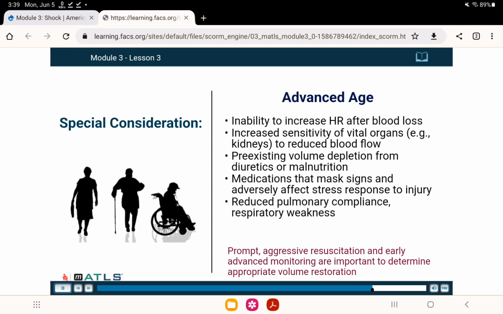Because the therapeutic range for volume resuscitation is relatively narrow in elderly patients, consider using early advanced monitoring to avoid excessive or inadequate volume restoration.